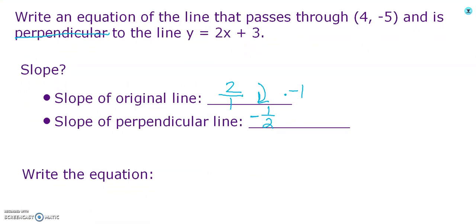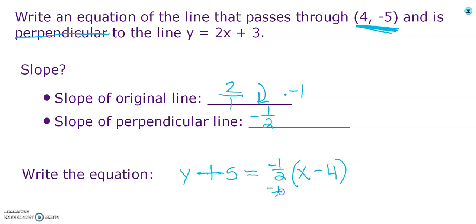Now we need it to go through the point (4, -5). So we're going to use our point-slope formula. We're going to say y minus y1 equals, use your new slope, times x minus x1. Clean up those double negatives over here, and we'll distribute. Then subtract 5 on both sides, and we'll get y equals negative 1/2 x. If we subtract 5, we get minus 3.